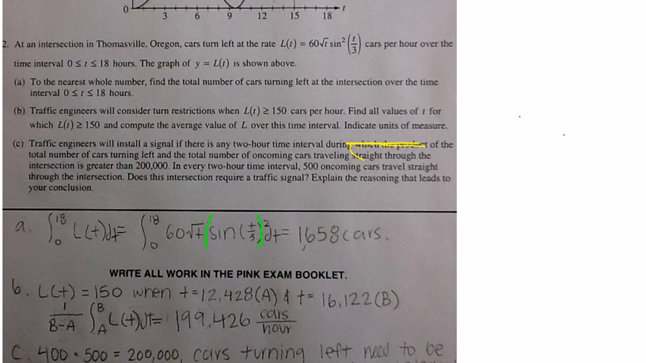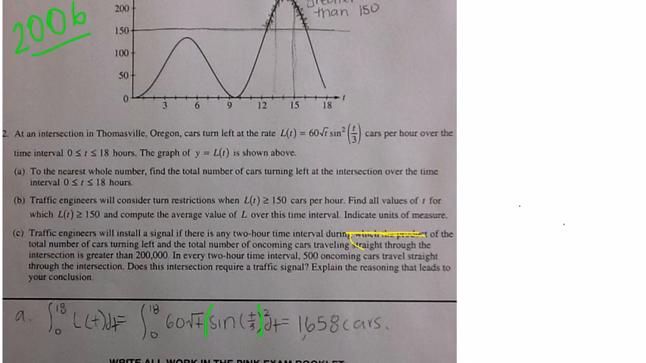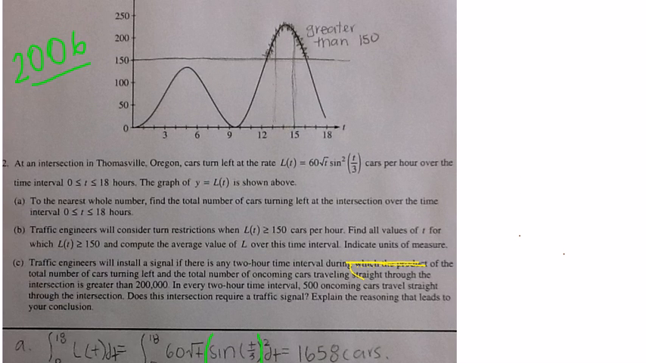So B, traffic engineers will consider turn restrictions when L(t) is greater than or equal to 150 cars per hour. Find all values of t for which L(t) is greater than or equal to 150 and compute the average value of L over this time interval. Indicate units of measure. What I first did was look at the graph, and I thought, okay, where is L(t) greater than 150 cars per hour? This one's pretty clear. It's just in that one spot right there.